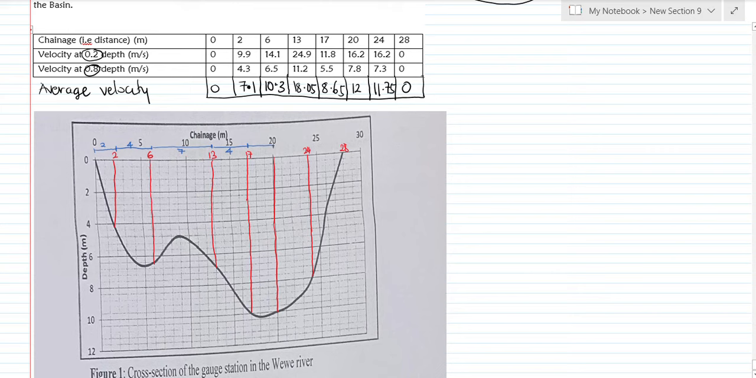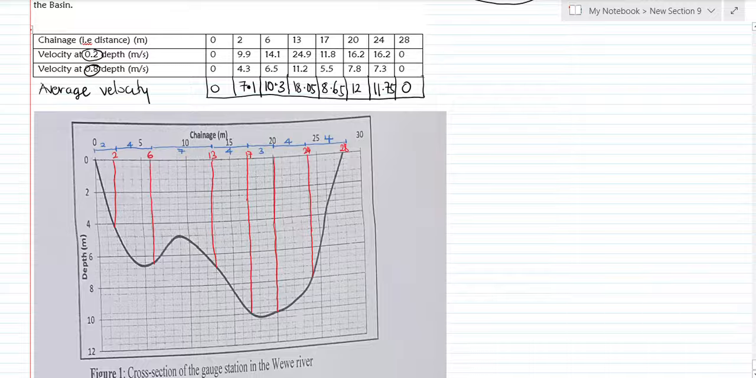Then from 17 to 20, the distance is 3. Then from 20 to 24, the distance is 4. Then from 24 to 20, the distance is 4. So you need to get these things in place. Very important. Then we find the midsection.